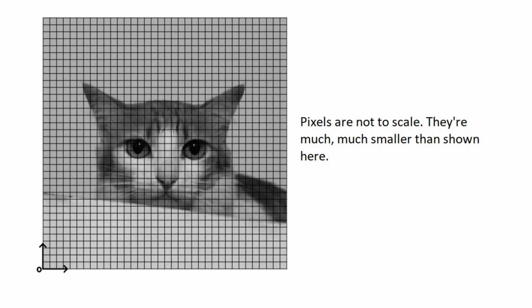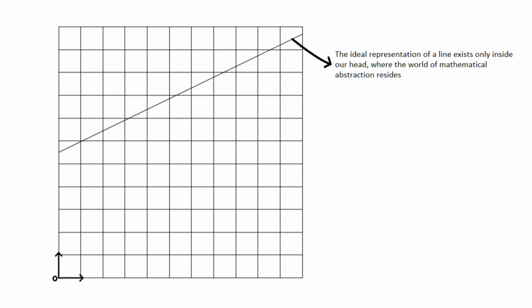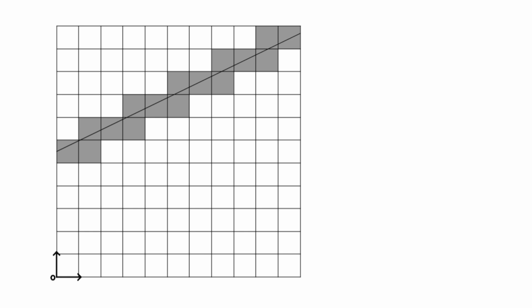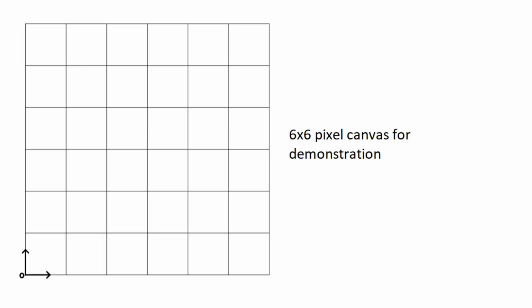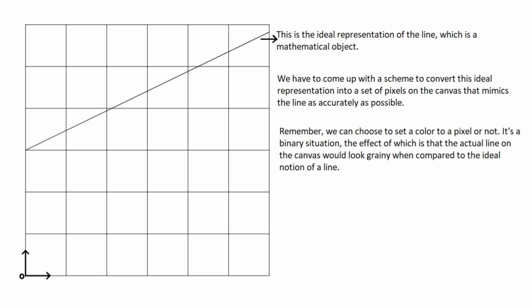What this means to us is that an image will not be smooth and continuous like its mathematical counterpart, and therefore we somehow have to translate a line into a set of pixels on the canvas that we are gonna set some color to. So let's see how that works by taking an example empty canvas that is 6 by 6 pixels on which our ideal line is superimposed for reference.